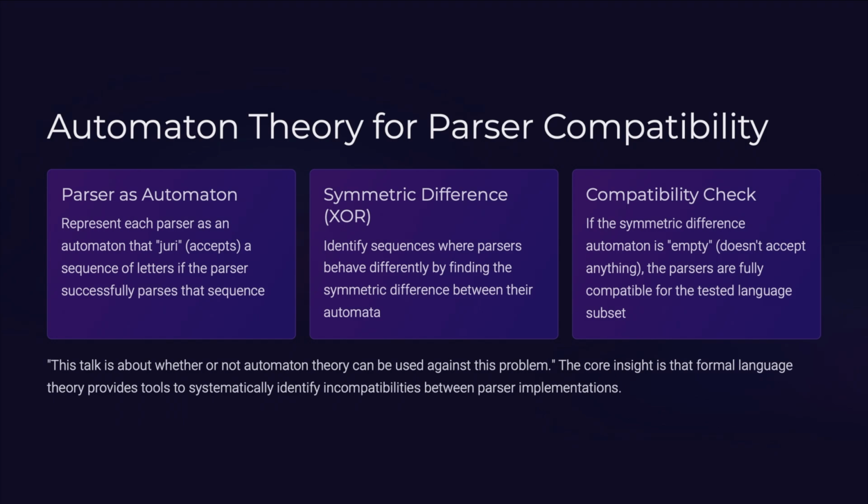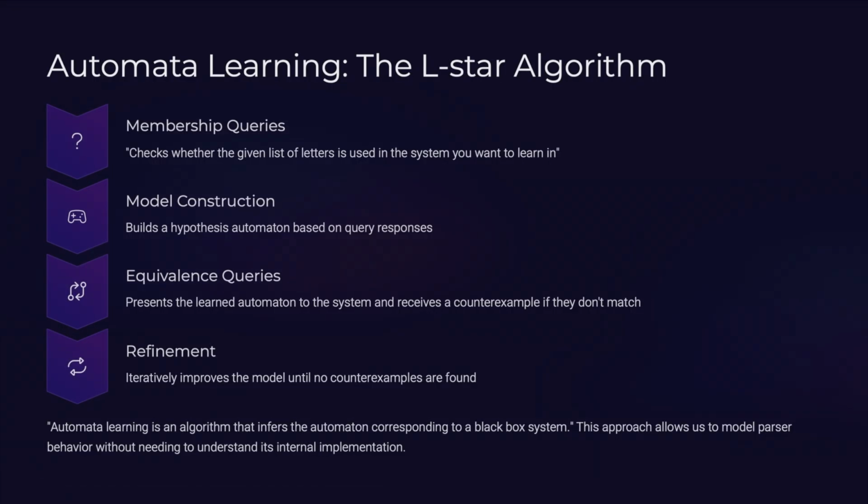Exactly. As far as these models are concerned, the parsers are compatible. No inputs exist where one accepts and the other rejects. But if that symmetric difference automaton does accept sequences, then those sequences are your compatibility bugs. They are the specific pieces of code that successfully parse in one system but fail in the other. And automaton theory offers ways to not just know they exist, but potentially even help you find examples of those exact problematic strings.